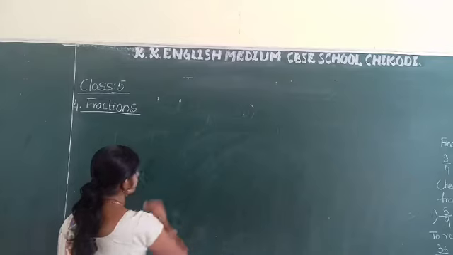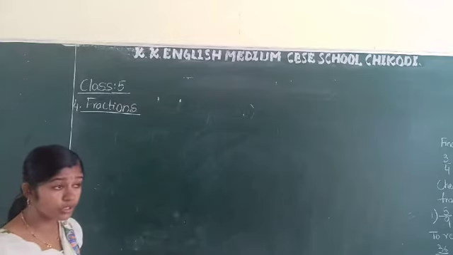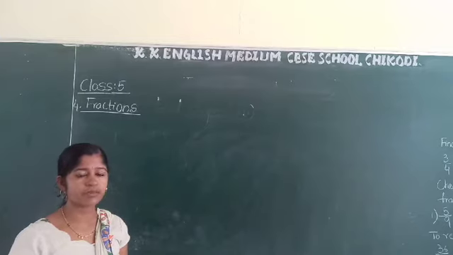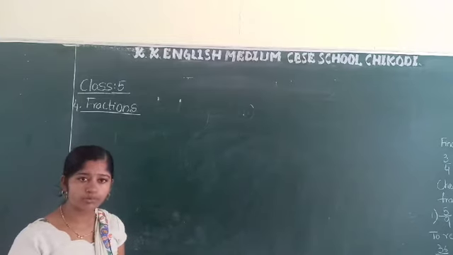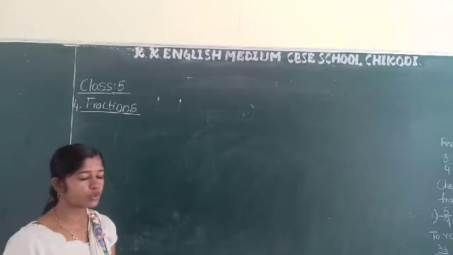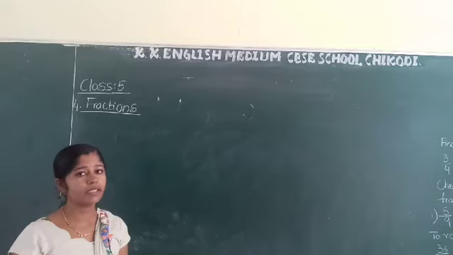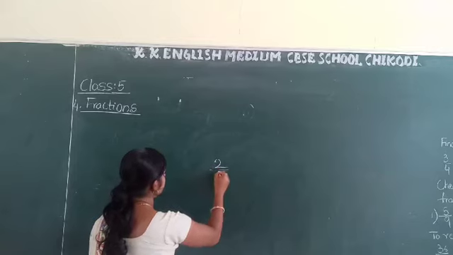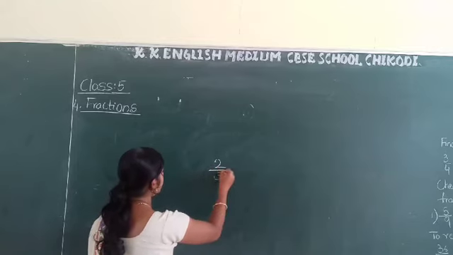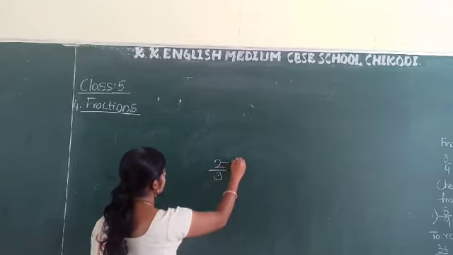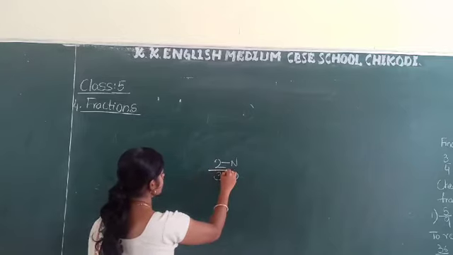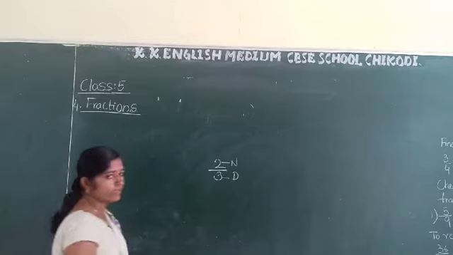Before going to know the types of fraction, we know that fraction means it is a part of the whole. Here there are 2 terms: numerator and denominator. For example, here 2 by 3 is there. This we are calling numerator, this we are calling denominator, and this we are calling dividing line.